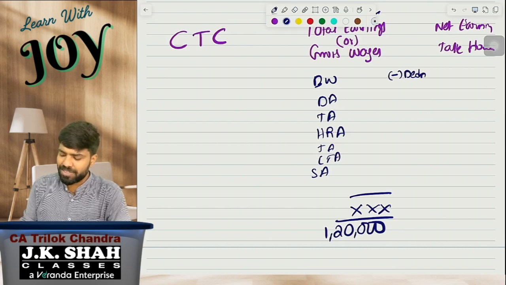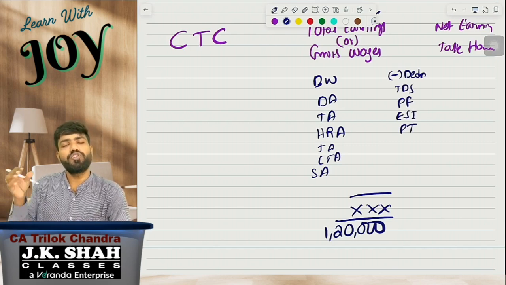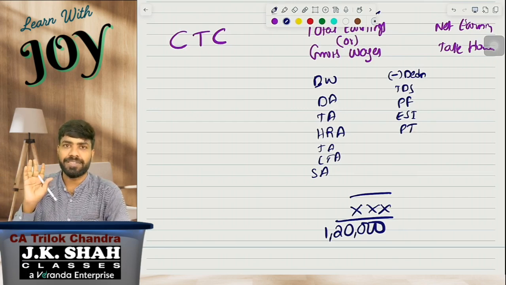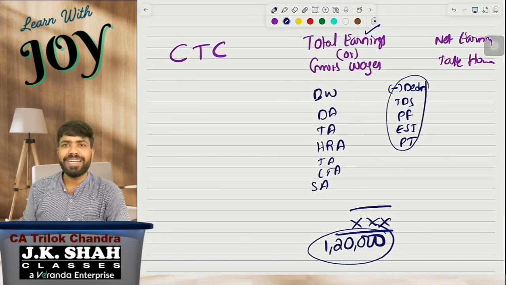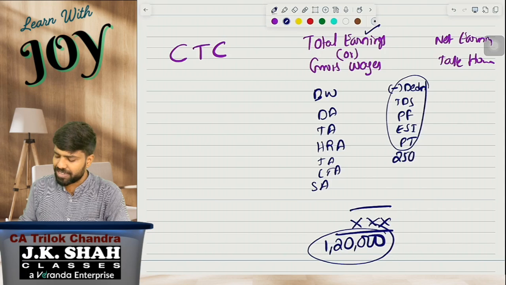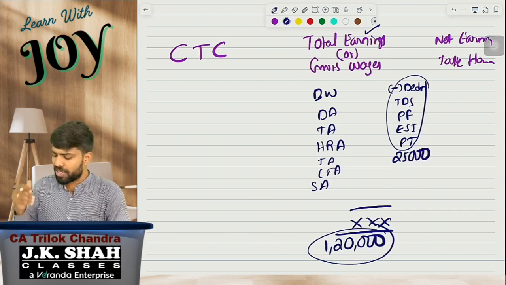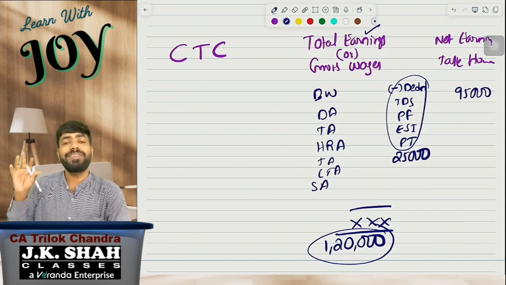From this 1,20,000, we have to make certain deductions. What do the deductions mean? Number 1, TDS. Number 2, PF. Number 3, ESI. Number 4, PT. If any other deduction is there, such deduction is also to be included in this. Normally, these are called the statutory deductions. From this 1,20,000, if you exclude the statutory deductions, we will get the net earnings. Let me take an example. Statutory deductions is 25,000. 1,20,000 minus 25,000, 95,000 is the net earnings of the worker.